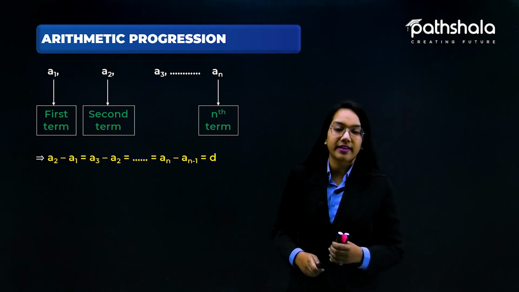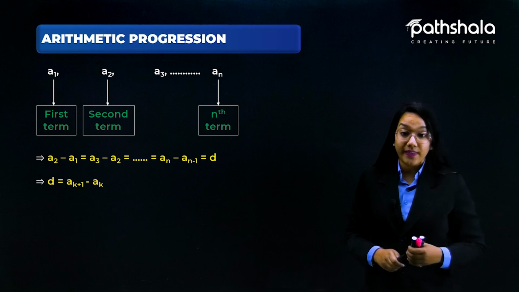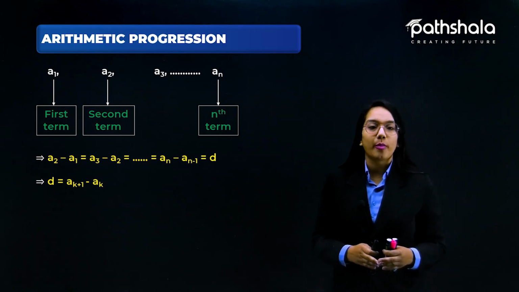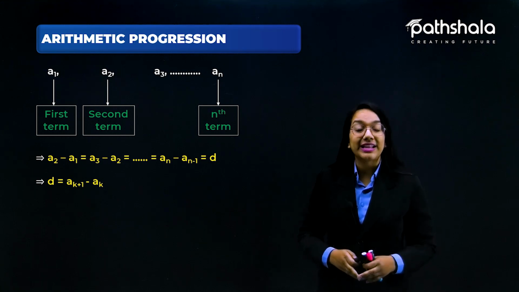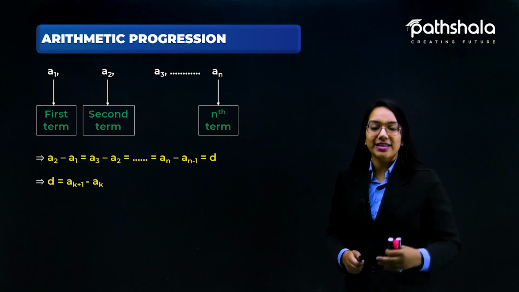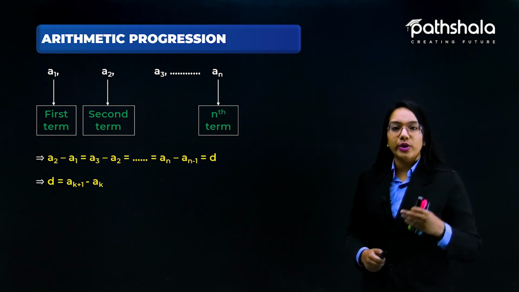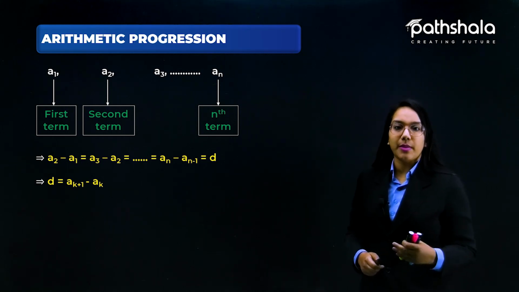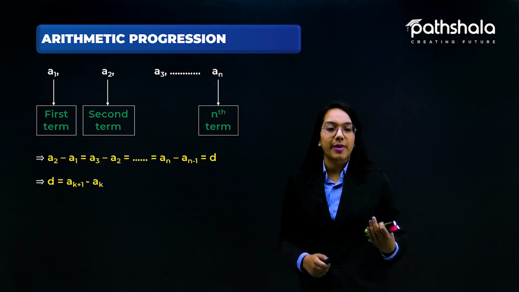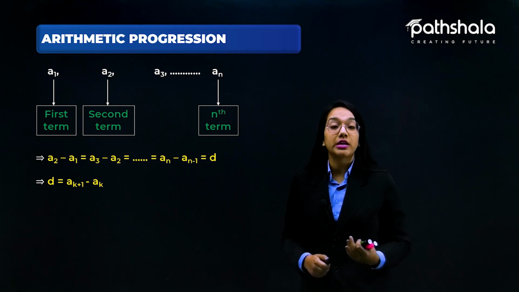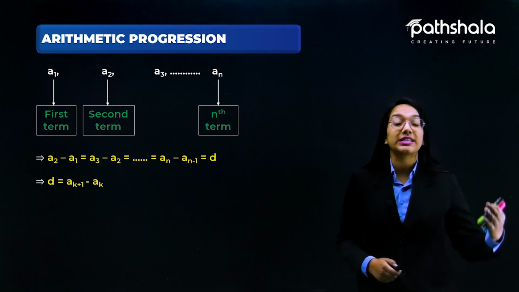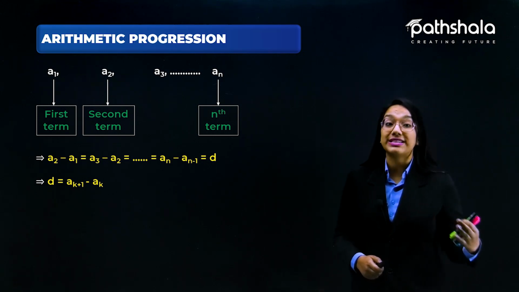Moreover, we can write the formula for the common difference as a(k+1) minus a(k), which means we can calculate the common difference by subtracting the preceding term from the succeeding one. This is the common difference, which is related to an arithmetic progression. Whenever we talk about an arithmetic progression, the difference of any two consecutive terms is always the same.